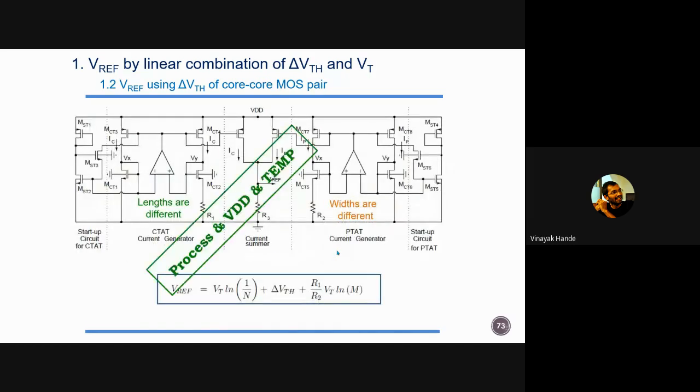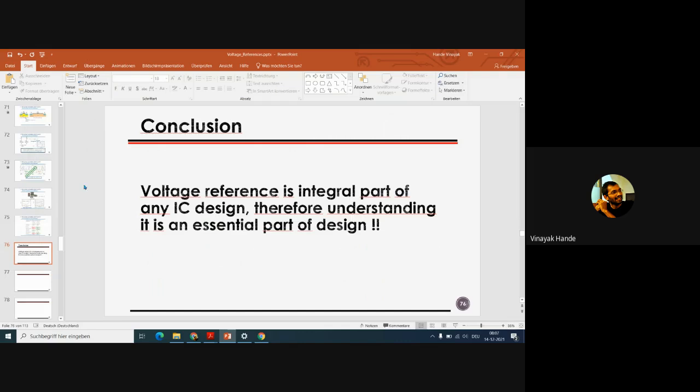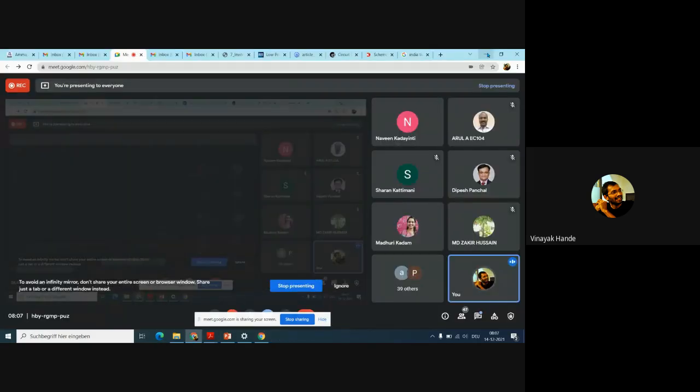I think we can see this tomorrow. And at the end, the conclusion: voltage reference is an integral part of any IC design. Therefore, understanding it is an essential part of design. So I think that's all. Thank you. Hopefully I have covered all the required things or base for tomorrow. Tomorrow we can see some other extra interesting facts for voltage reference.